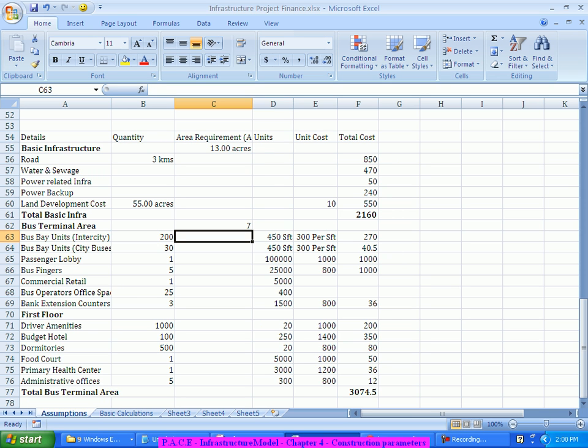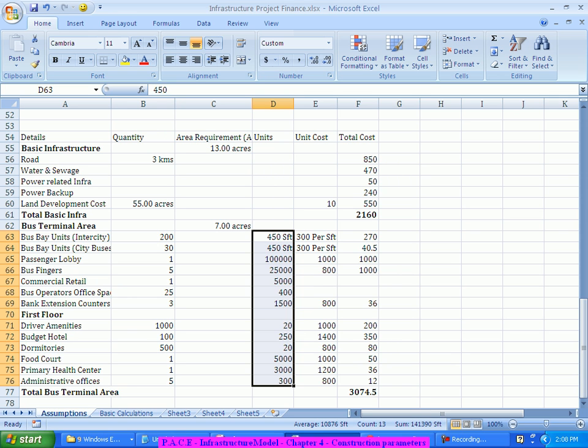Now we need to see whether all this will fit into the 7 acres of land or not. Just to test it out, I'll multiply all these and add them up, to see whether 7 acres is sufficient or not. That is what will give me the total area.